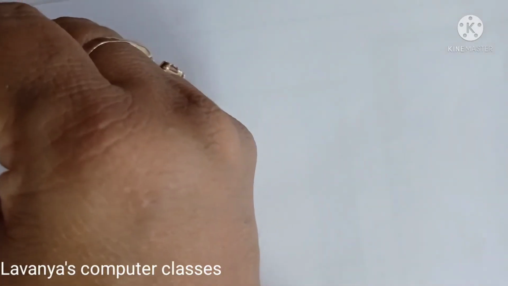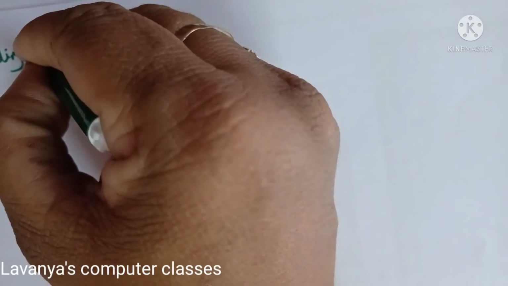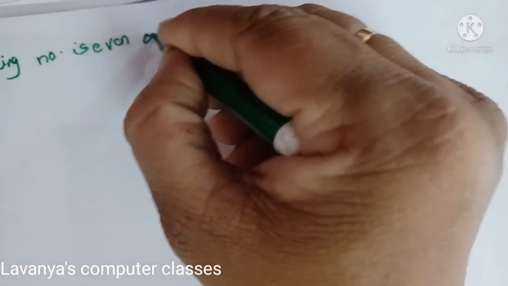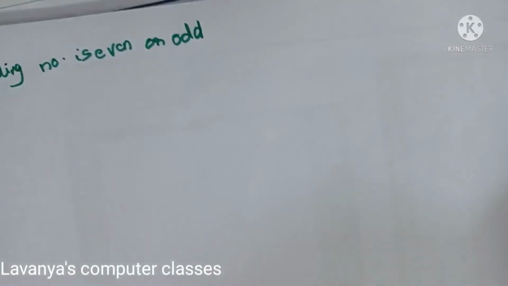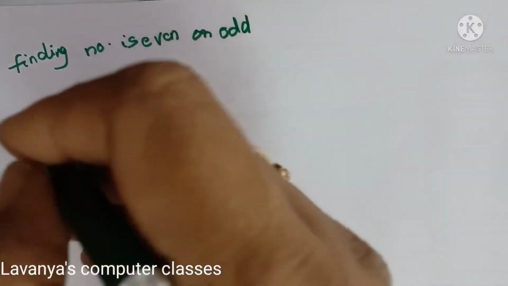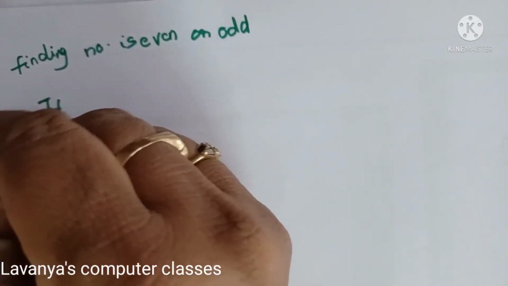Now I will give some examples. Finding whether the given number is even or odd. Try this program at home and tell me how you are writing this one in the comment box section. Now we will go for one more example, the nested if statement.